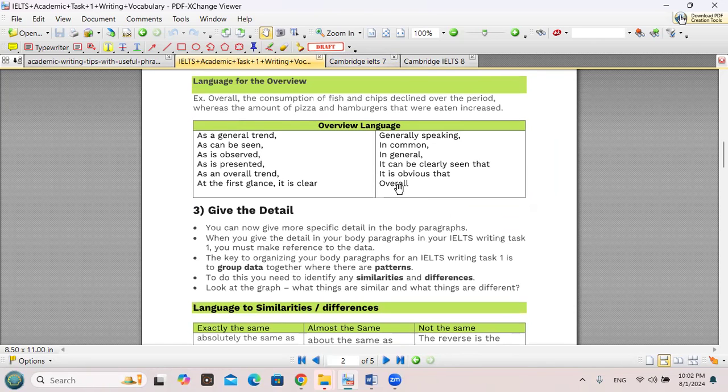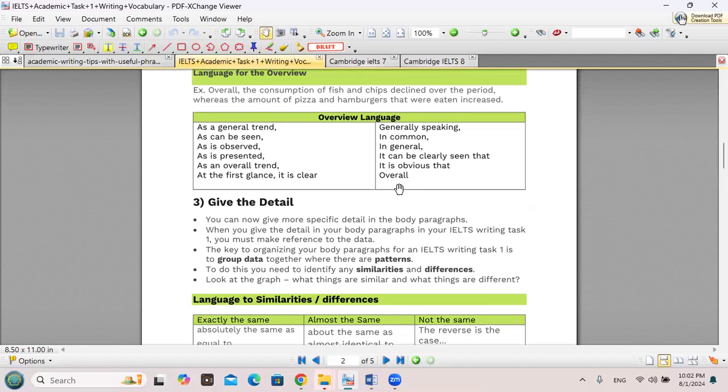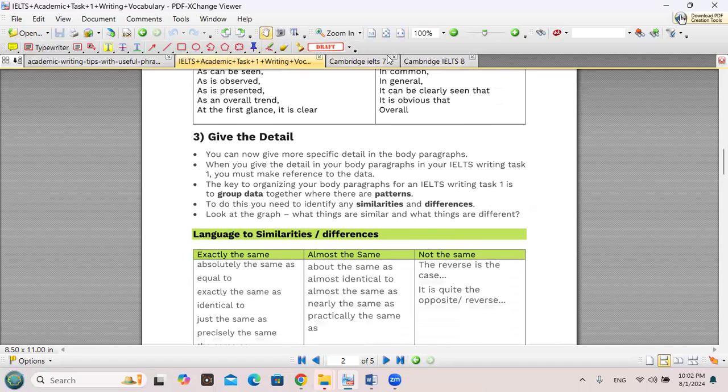Miss Amal, could you please send us this PDF on our WhatsApp group? Yes, sure, inshallah. Once we finish, I will send it to you. And also, I will send you this one as well.